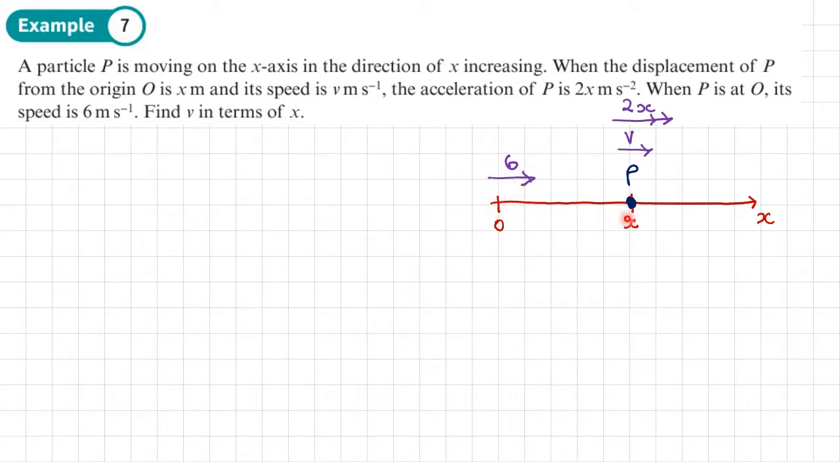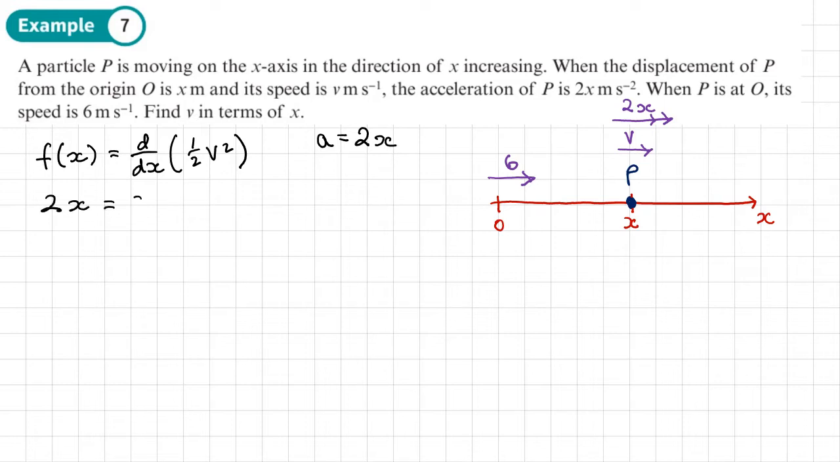When it's at a distance of x from the origin, it's got velocity v and acceleration 2x. So the first thing I do is to say that f of x is equal to d/dx of half v squared. So f of x, that's what the acceleration is. It's a function of x, that's 2x. So I'll put 2x is equal to d/dx of half v squared.